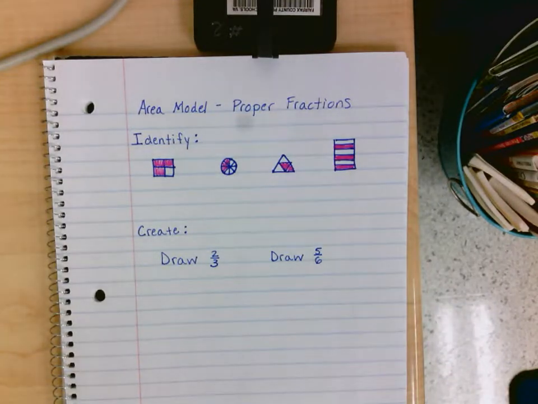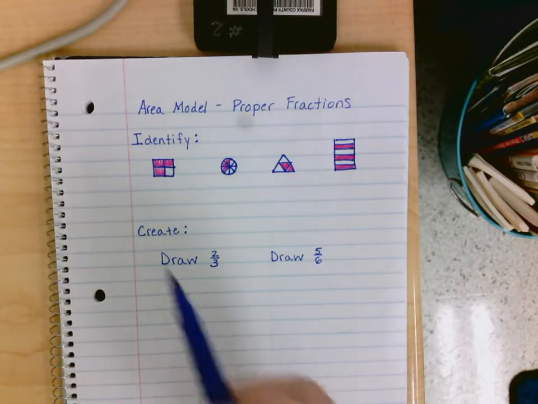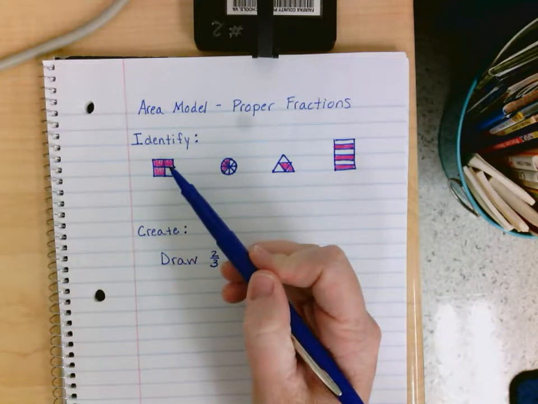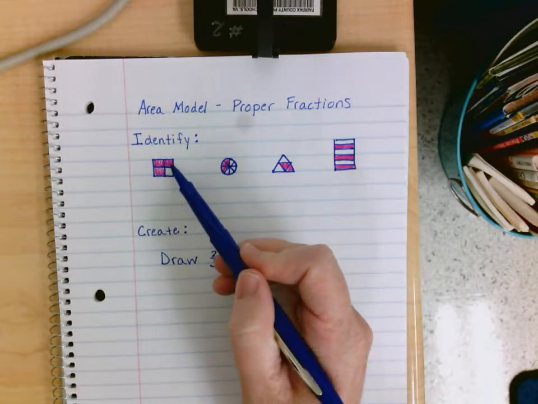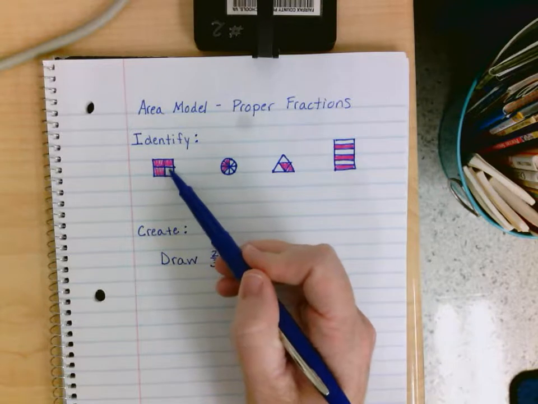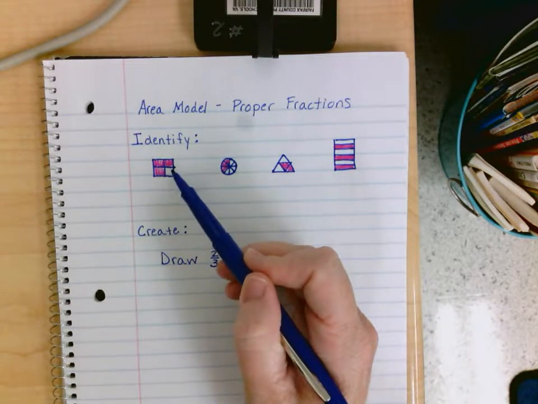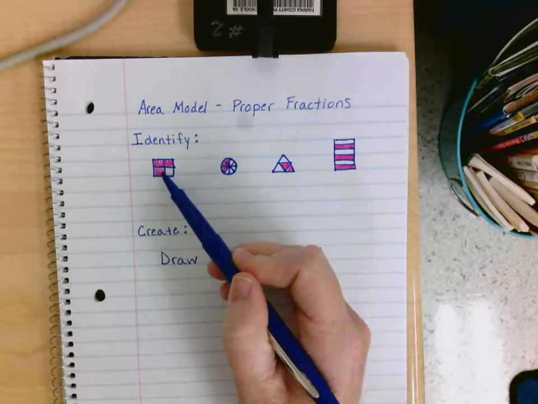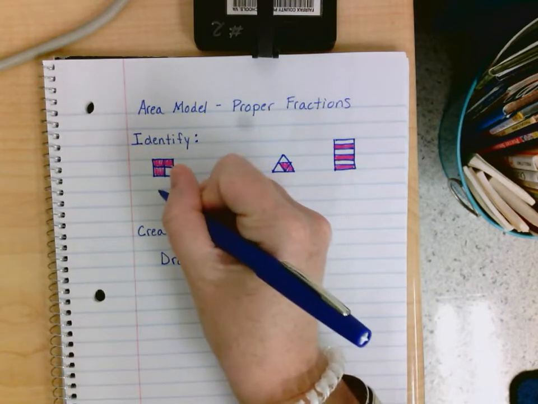So this video is to help students work on identifying and creating fractions using the area model. We're going to create proper fractions. So looking at this first shape, the first thing I'm going to look at is how many parts this whole square is divided into. And I see 1, 2, 3, 4 total parts.